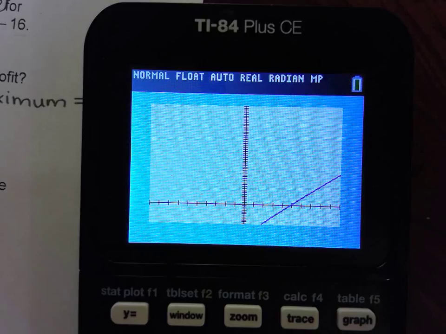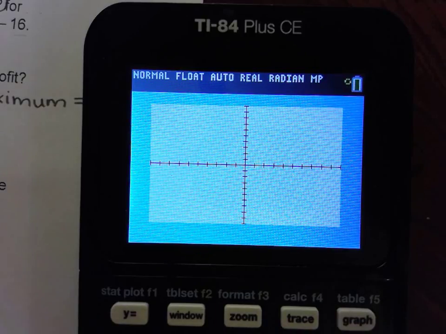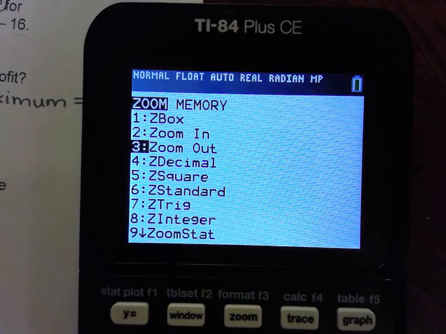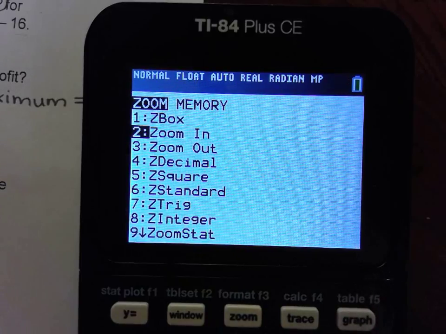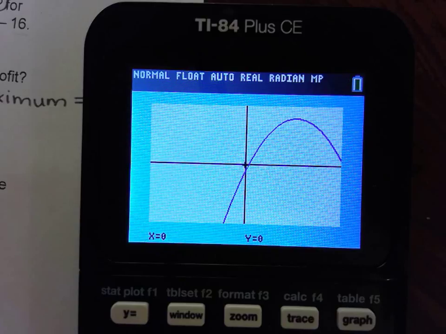Now, my calculator was set on an old window, so I'm going to go zoom standard and see what that looks like. Alright, so still looks like a line. It's supposed to be a parabola. So that means I'm going to zoom out. So go down, go to zoom, and then go down to choice number 3 and hit enter 2 times. Still see a straight line. Okay, well, let's hit zoom out again. Hit enter again. There we go, finally getting that shape.